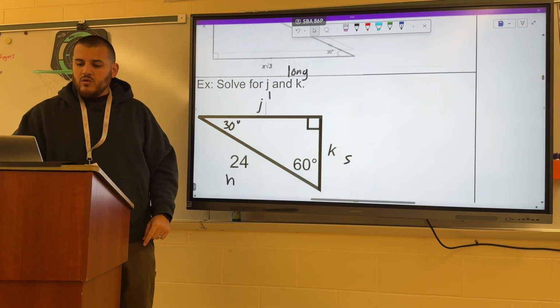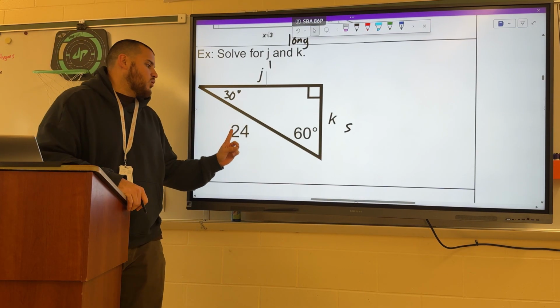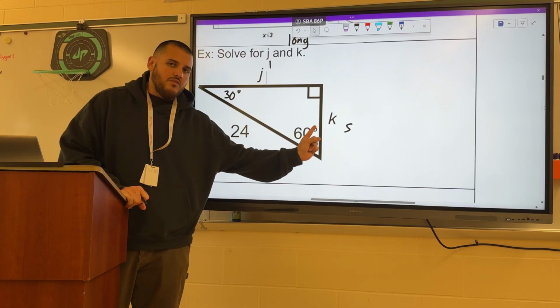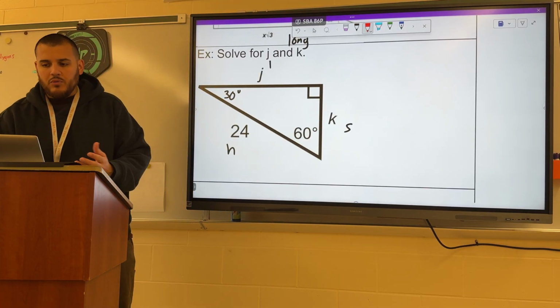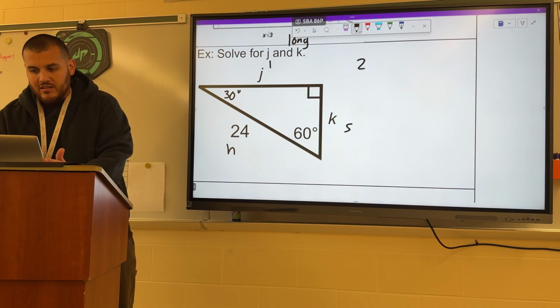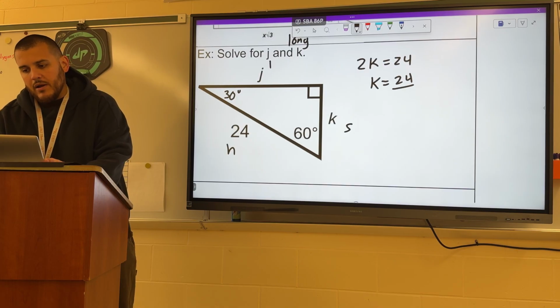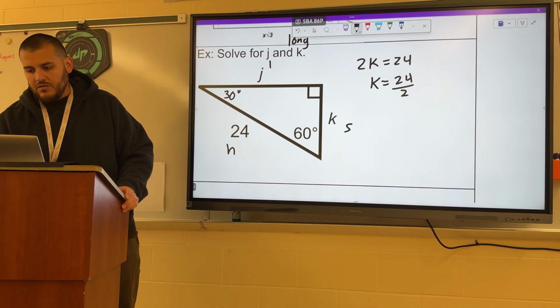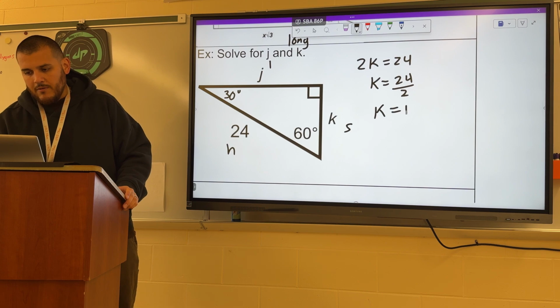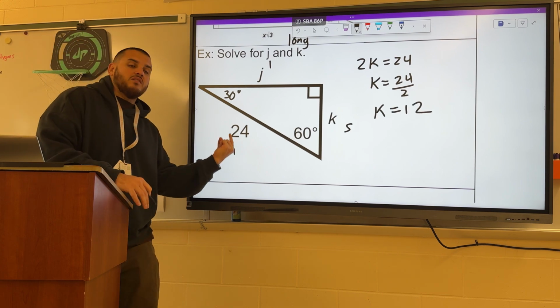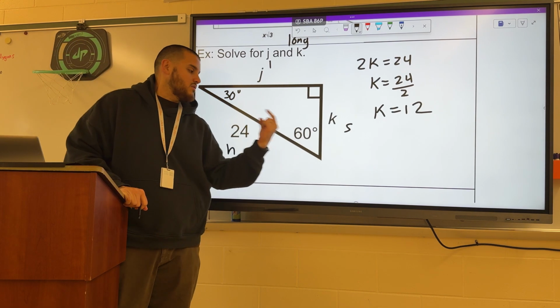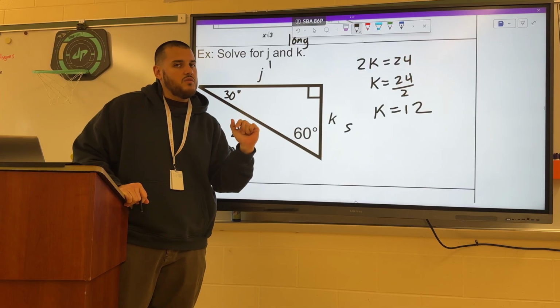Okay, so that means 24 is twice the value of K. So if you wanted to put that in an exact equation, we could say 2 times k equals 24. Should be the same thing as k equals 24 divided by 2, right? That's how we would get k by itself, dividing both sides by 2. So k is 12. The hypotenuse is twice the length of the short leg. 24 is twice the length of 12.